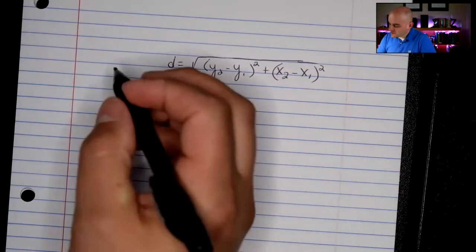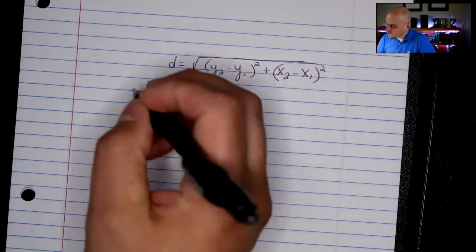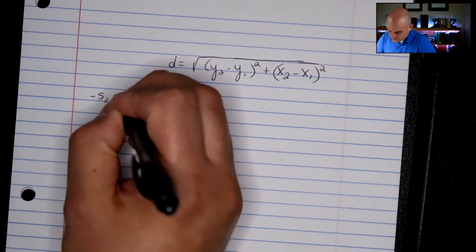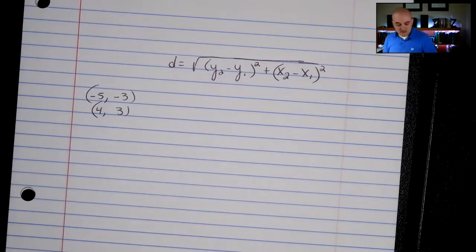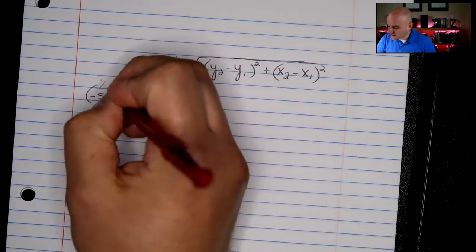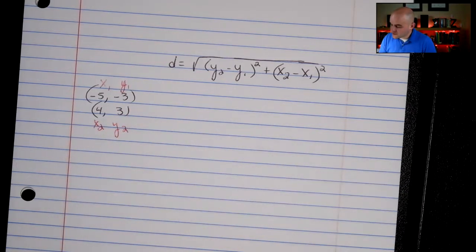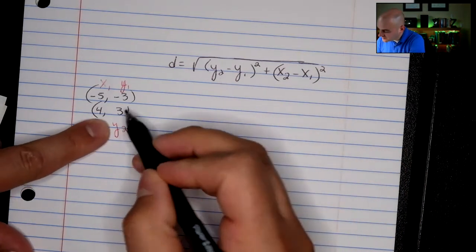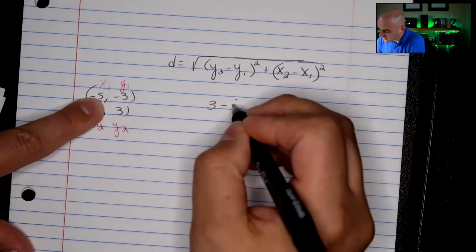Notice it's a lot, and we've got the 2 points, (-5, -3) and (4, 3). Whenever you do something like this, whether it be distance formula, midpoint, or slope, make sure that you label your x's and your y's. So I'm going to call this x1, y1, and this one x2, y2. And I'm going to substitute those into the formula. So my y2 is 3, and my y1 is -3.